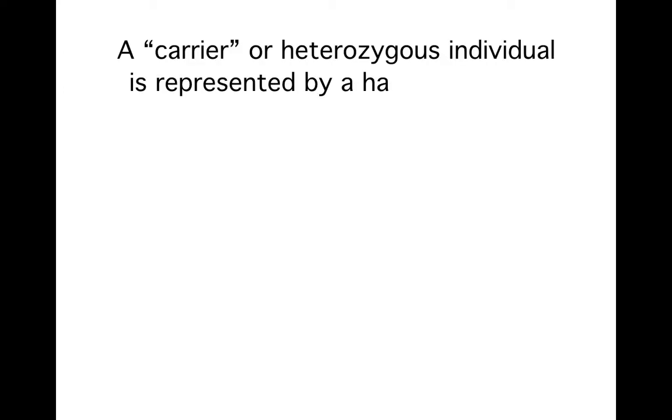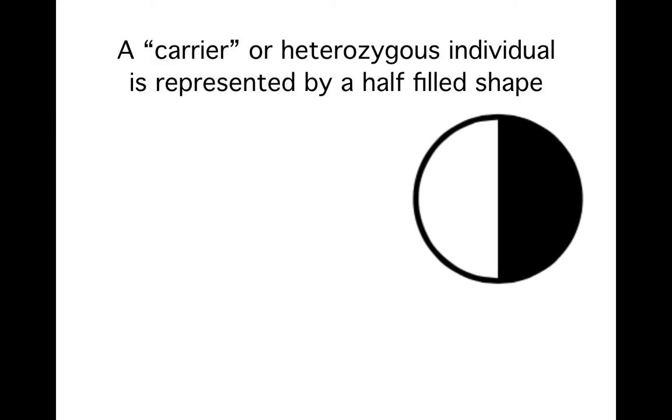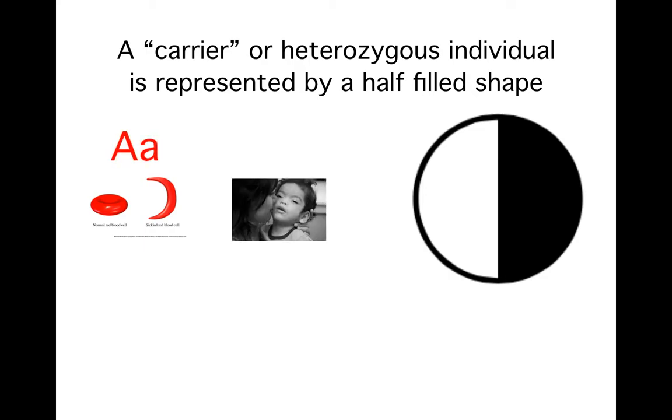A carrier or heterozygous individual is represented by a half-filled shape. So somebody who doesn't have sickle cell anemia but carries the trait, or somebody who doesn't have Tay-Sachs but carries the trait, would all have a half shaded in circle or square. Remember, only autosomal recessive diseases can have carriers. Autosomal dominant diseases do not have carriers.